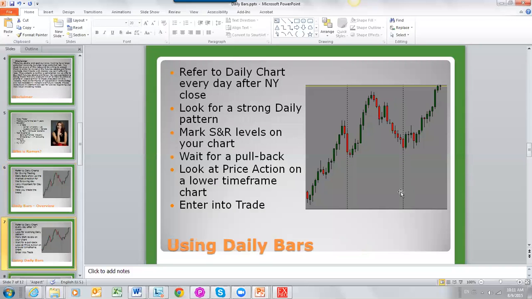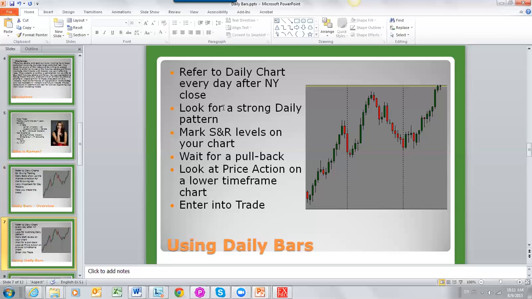All right, so let's take a look at how you would enter trades based on your daily chart. So what I'll do is I'll switch onto the charts, and we'll do the bar by bar analysis. However, before we do that, I just want to cover how you would, based on your daily bars, enter into trades.